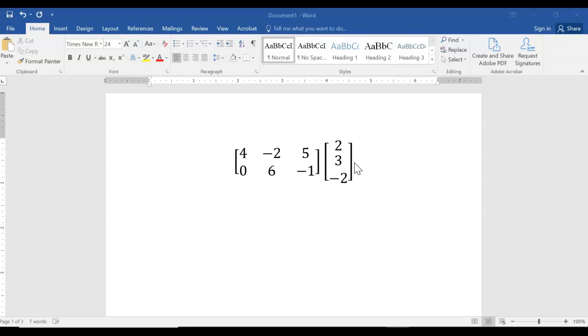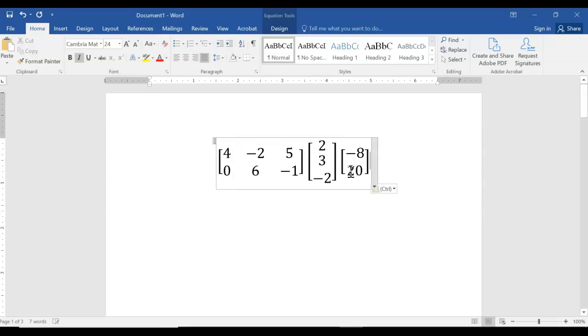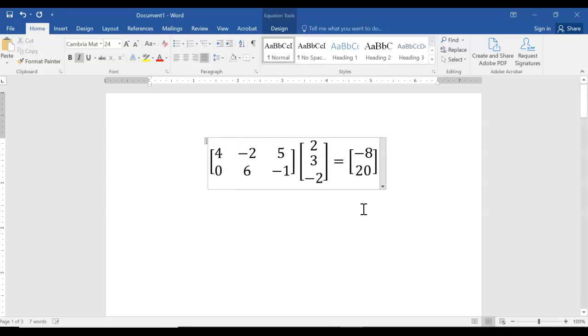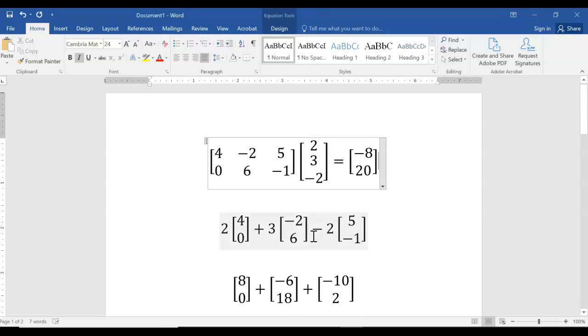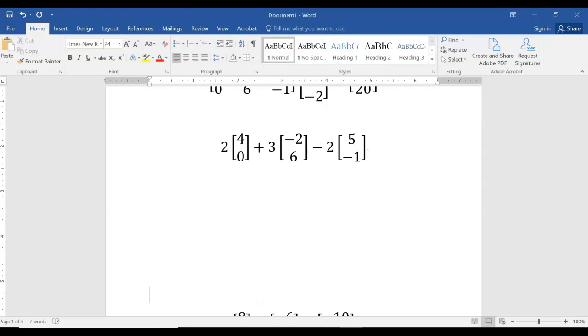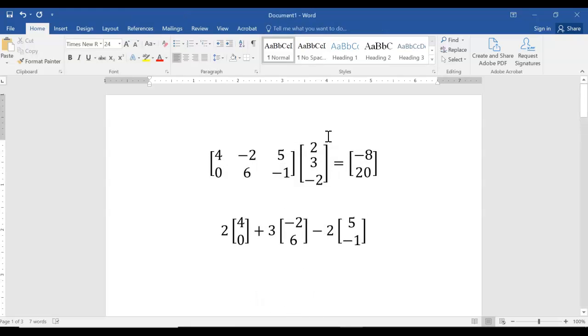All right, so hopefully you went ahead and did that. Now again, we did this one by hand earlier, so we found that when you multiply this matrix times this vector, you do in fact end up with negative 8, 20. And the way we multiplied matrix times vector was by taking 2 times the vector 4, 0, plus 3 times the vector negative 2, 6, minus 2 times the vector 5, negative 1.